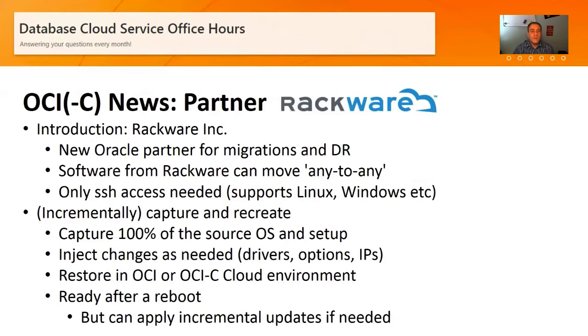They basically log in with SSH and use a number of tools to retrieve all the information from the source system, and use that information to rebuild it exactly as it was on the source side, but then on OCI or the OCI Classic cloud. So no more need to think, how can I migrate my application, or even how can I migrate my database? With RackWare, you can just simply point and shoot. You point at the source system, it makes a copy of it, and it restores it in the Oracle Cloud, and then you are migrated.